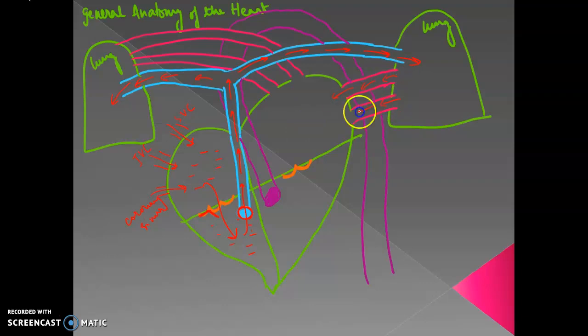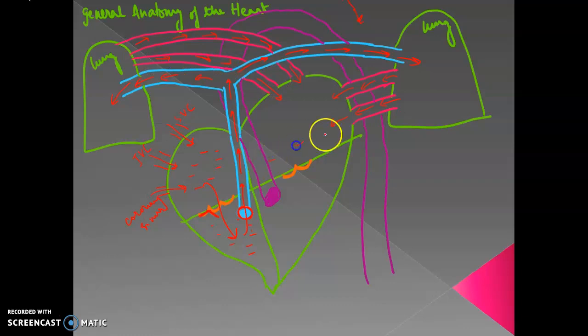So the pink vessels are the pulmonary veins. Okay, so these are the pulmonary veins carrying oxygenated blood into the left atrium.